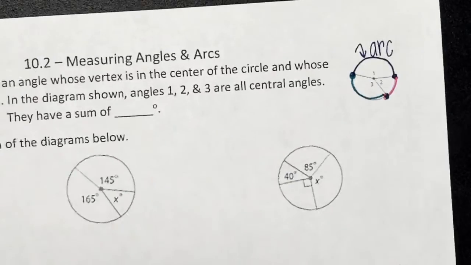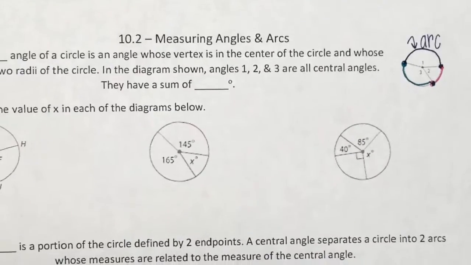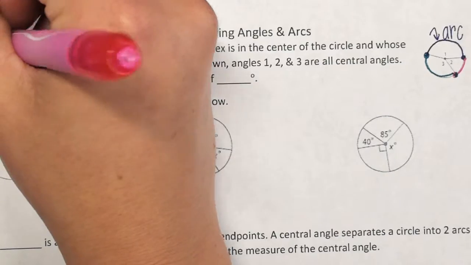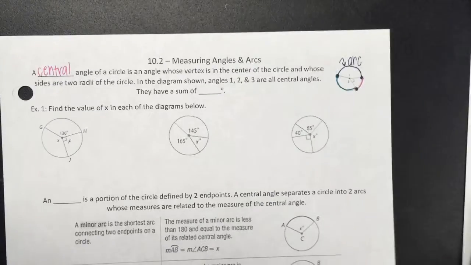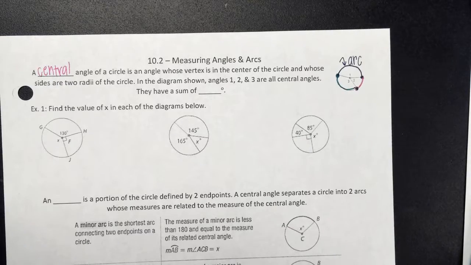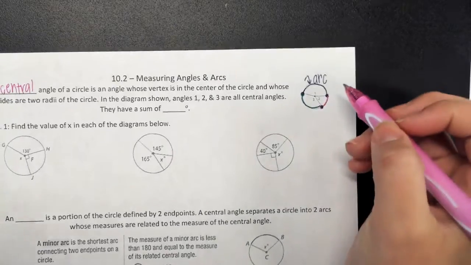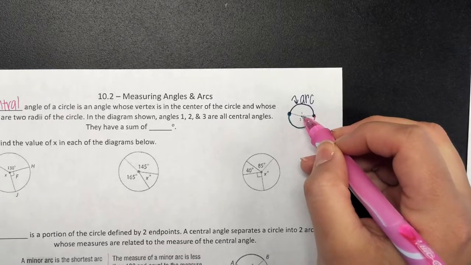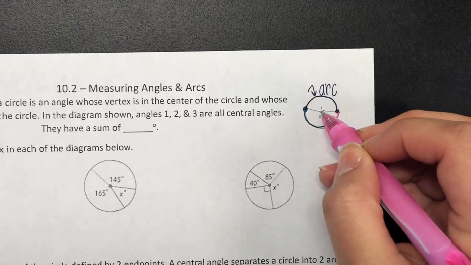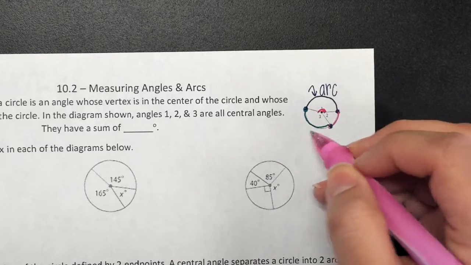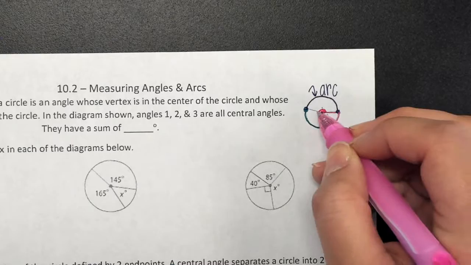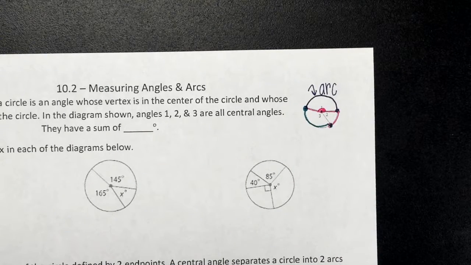All of these arcs are made from central angles. Write central right here in the blank. Central angle. They're made from central angles. Here's what a central angle is. It means that from the very middle of your circle, so this angle right here, angle 1, is a central angle because it's in the middle of the circle and both of its sides are radii. That's what makes it a central angle. It comes from the middle, both of its sides are radii.